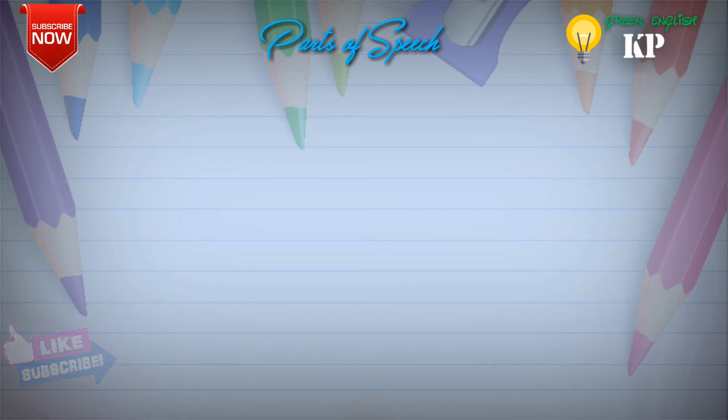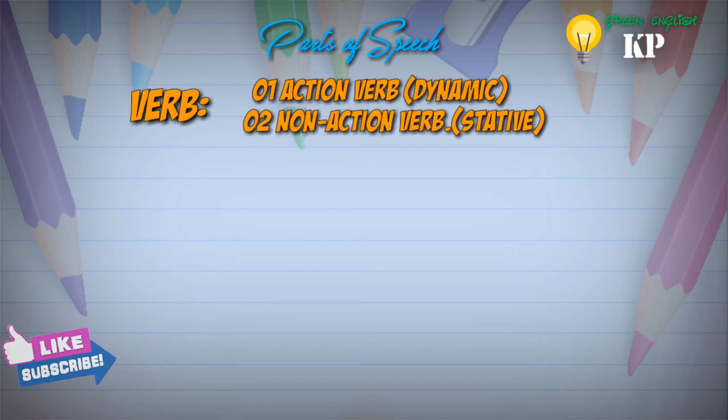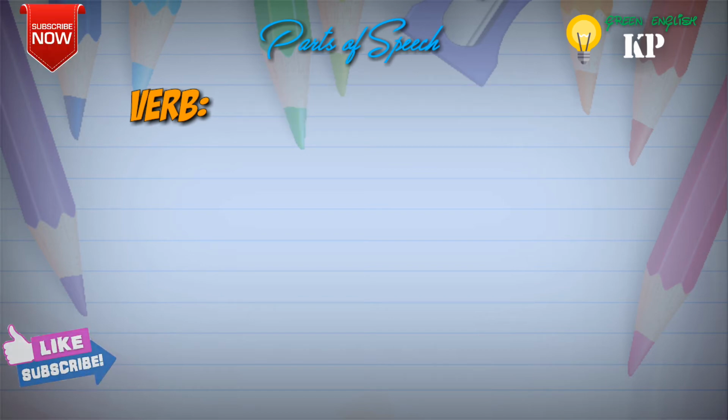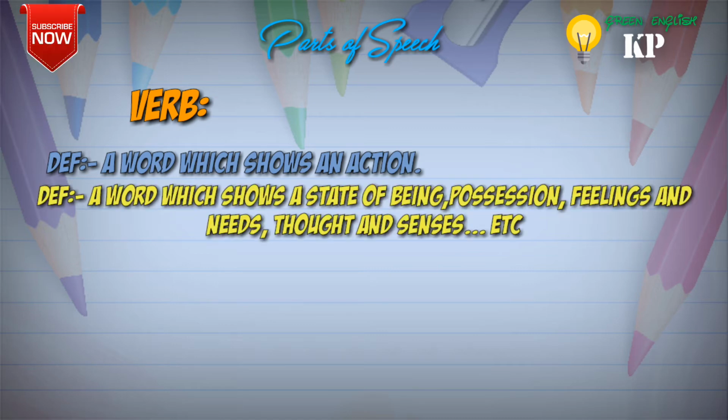Now, the next part of speech is verb. Verbs are of two types: action verbs, also called dynamic, and non-action verbs, also known as stative. Verbs have two definitions. Action verb: a word which shows an action. It's a simple word, right? Non-action verb: a word which shows a state of being, possession, feelings and need, thought and senses, etc. Action verbs will always involve movement and non-action verbs don't.